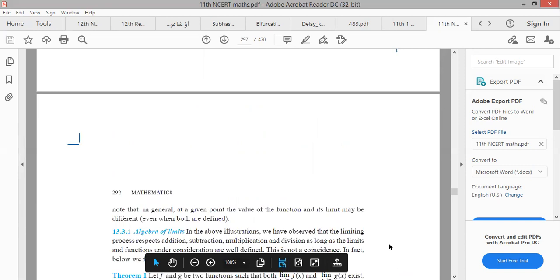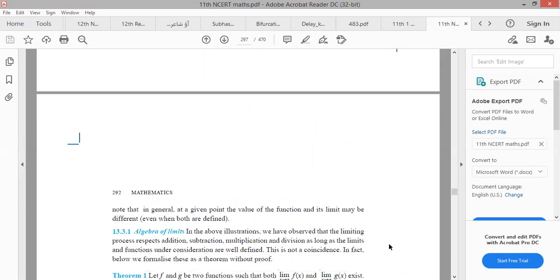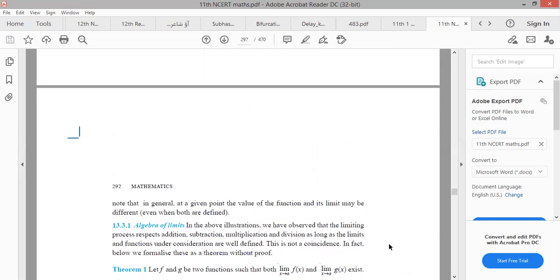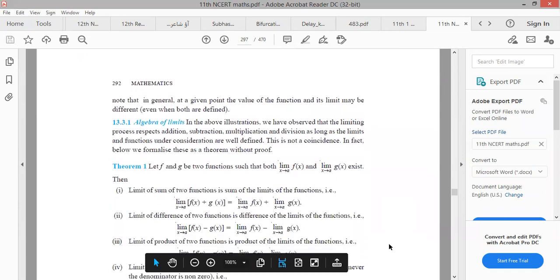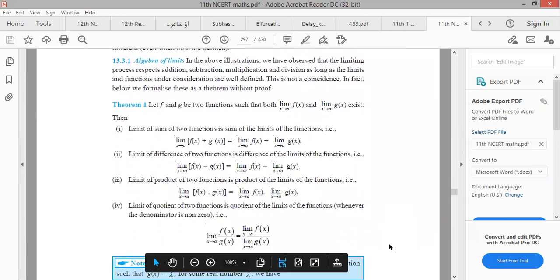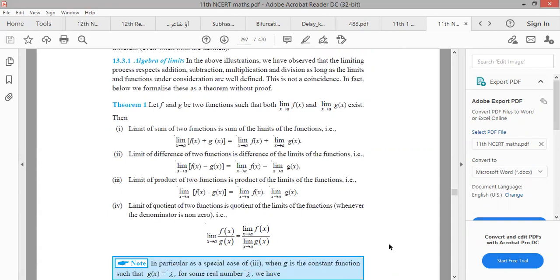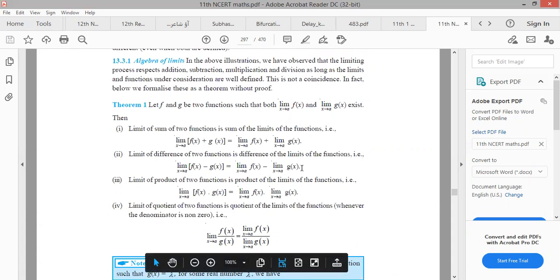There are some simple functions also. We can solve them. We'll see them in the exercise. Before that, we will go to the algebra of the limits. In the algebra of the limits, just like the addition, subtraction, multiplication and division of numbers, we have similarly the same rules for these functions, but how they are defined, it's like this.